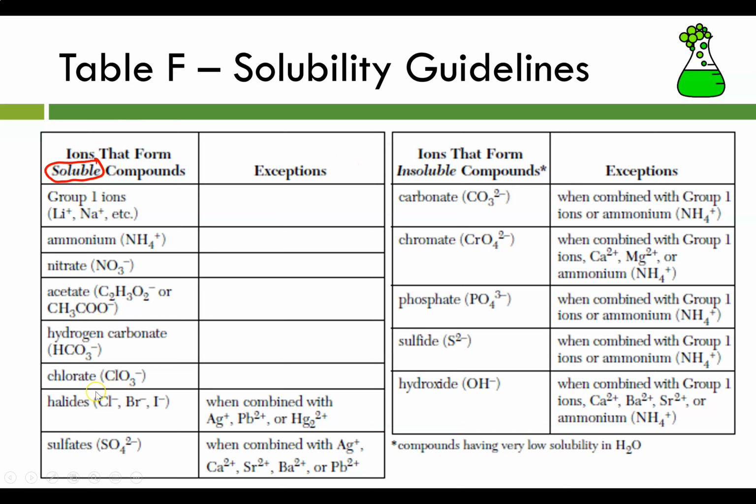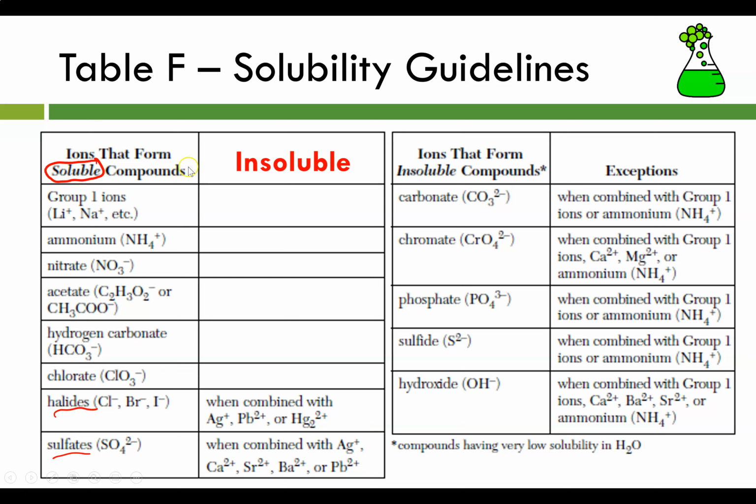We have some exceptions when we start looking at the halides. So the halogen group, when they form ions, are called halides: chloride, bromide, and iodide. They're generally soluble unless they're combined with silver, lead, or dimercury ions. In that case, they will form an insoluble compound. So over the top of exceptions, might as well write insoluble. Now, two big groups of exceptions to know for soluble compounds are your halides and your sulfates.